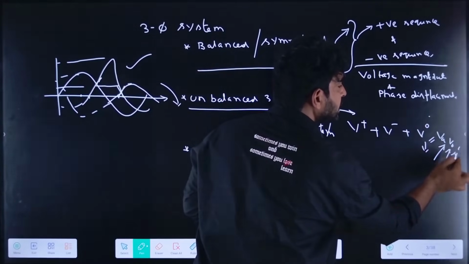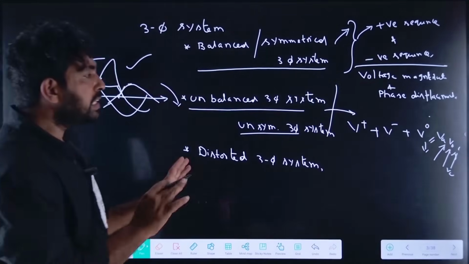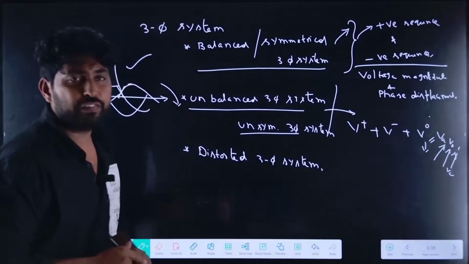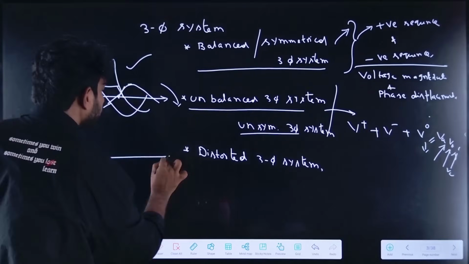VA, VB and VC. So all the three phase systems are in the same. Now, the distorted three phase system. What is a distorted three phase system? So in case of a distorted three phase system, what happens?